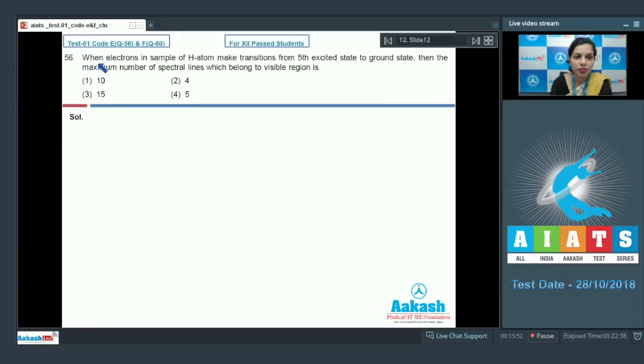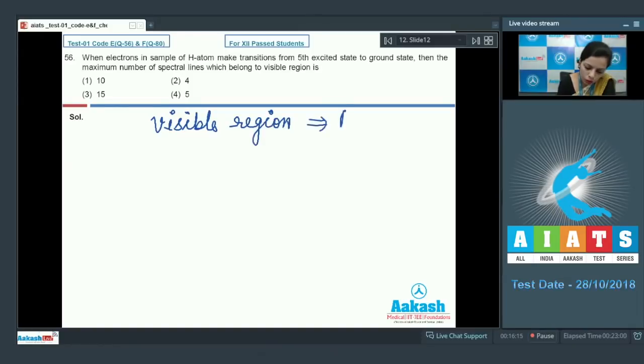Question number 56. When electrons in a sample of hydrogen atoms make a transition from the fifth excited state to the ground state, then the maximum number of spectral lines which belong to the visible region is. In this question, we first have to know that if we are talking about the visible region, it belongs to the Balmer series. The first thing.